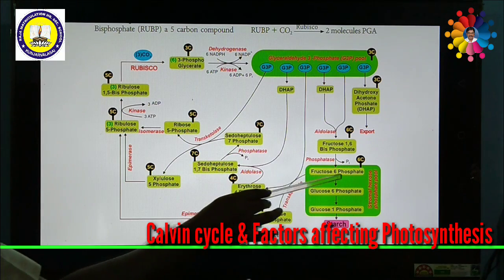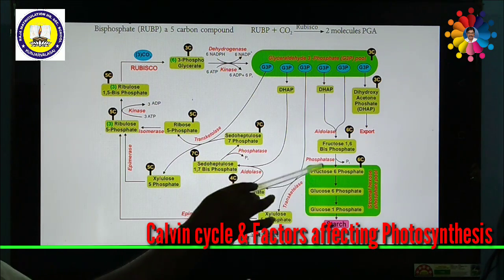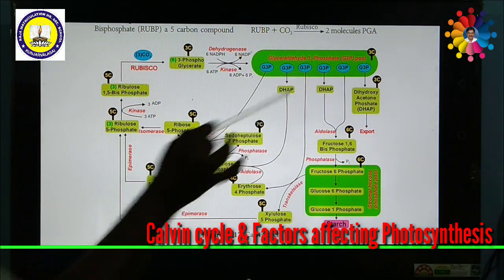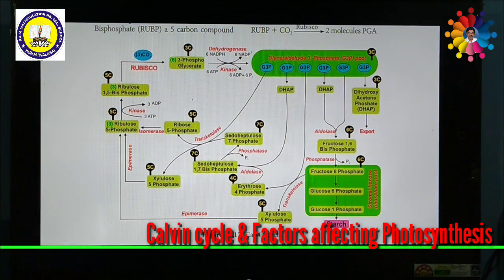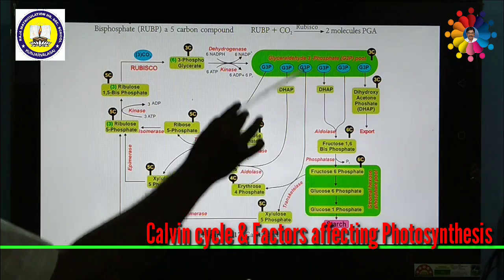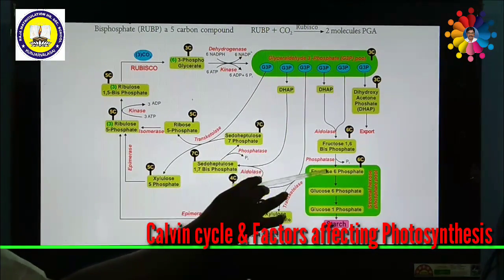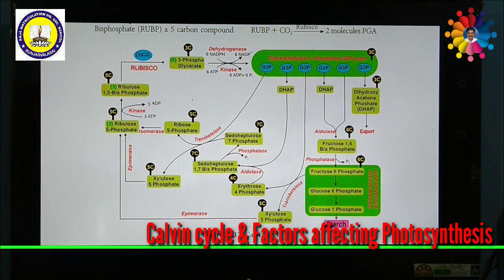Some of the fructose 6-phosphate is combined with glyceraldehyde 3-phosphate. So this is a 6-carbon compound and this is a 3-carbon compound, totally 6 plus 3, a 9-carbon compound, which will be split into 2 molecules: xylulose 5-phosphate, which is a 5-carbon compound, and erythrose 4-phosphate, which is a 4-carbon compound, formed with the help of the enzyme called transketolase.